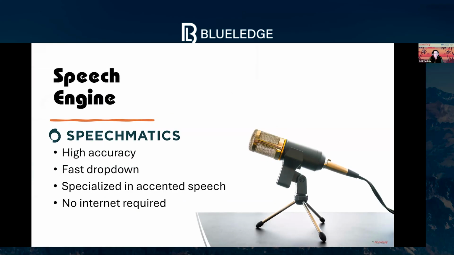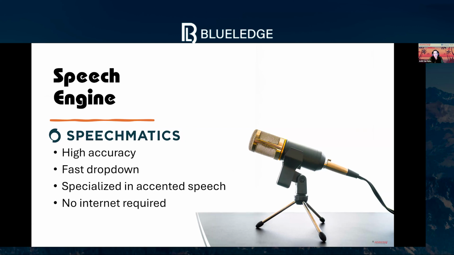Since Eclipse RSR is real-time speech-to-text reporting, it is based upon a speech engine. The speech engine that we use currently is Speechmatics. We chose Speechmatics for a few reasons, and currently it is the one that meets our needs and the needs of our clients the best. It is highly accurate and it is incredibly fast.